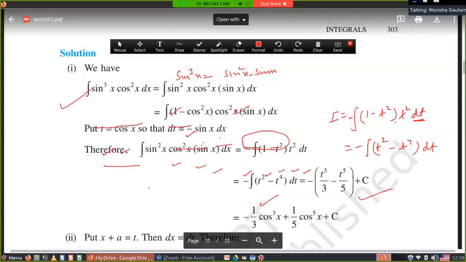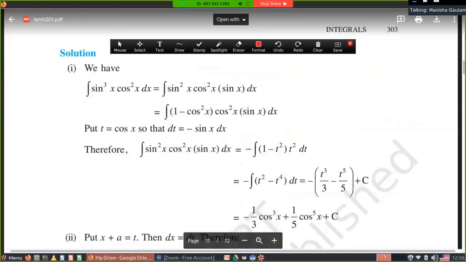Now you have to put back the value of t. What was t? That is cos x, and we have to put t is equal to cos x at the place of t. This is part 1. Now come to part 2.